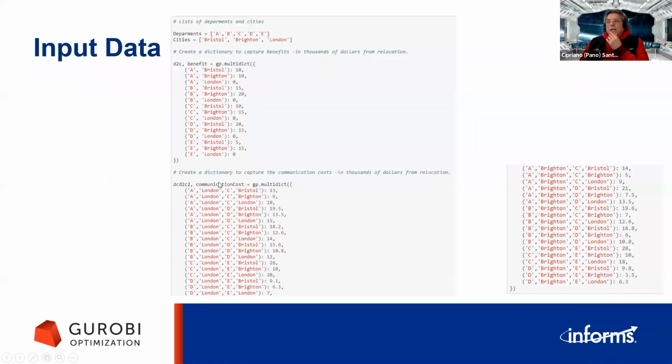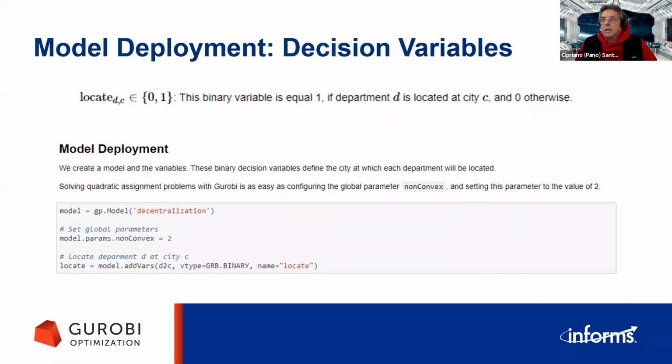And to define the communication cost, we are going to define it for each possible combination of department-city with another department-city. So in this particular case, the tuple A London, C Bristol means that department A is located in London and department C is located in Bristol, and the communication cost between department A and C is going to be $13,000, and the rest is similar. The interpretation is similar. So that's the data of this model formulation.